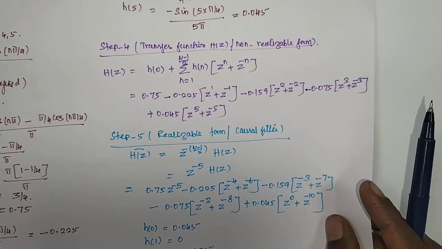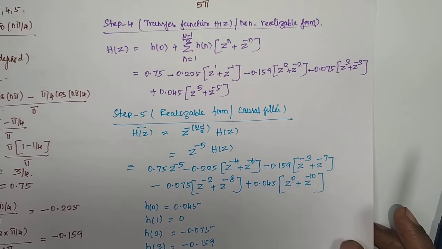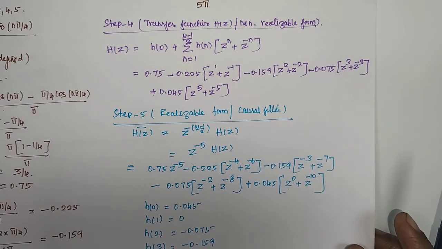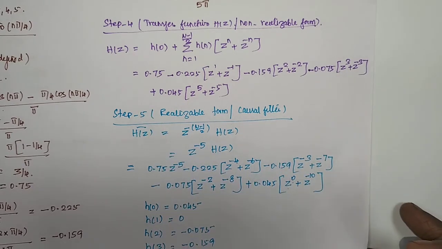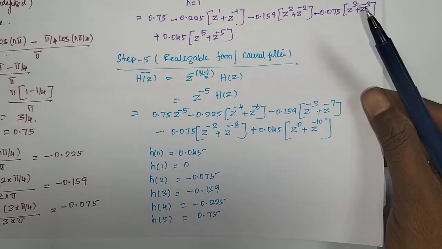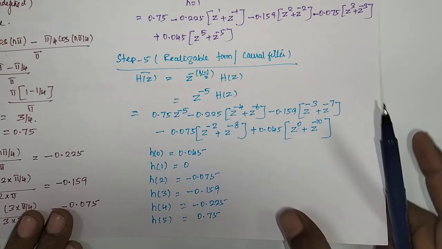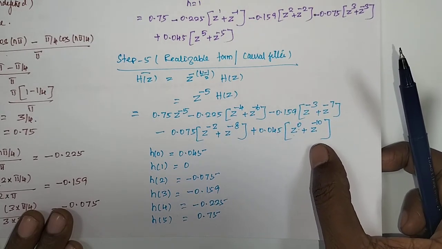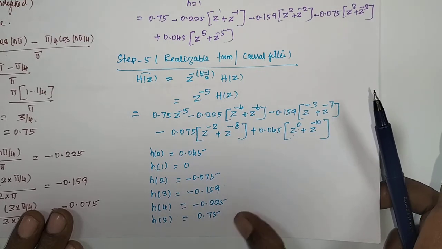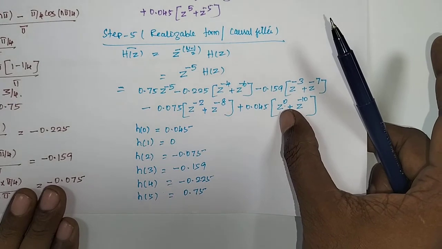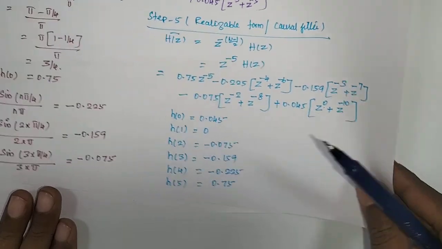Step 4, the transfer function in the non-realizable form. The relation is h of 0 plus summation n is equal to 1 to (N minus 1) by 2, h of n into z power n plus z power minus n. Substitute the value. Then for the realizable form, you just multiply the H of z value with z power minus 5. After converting this into realizable form, arrive at the new filter coefficients. You just pick it from z power 0, z power 1, z power 2, z power 3, z power 4 and z power 5.